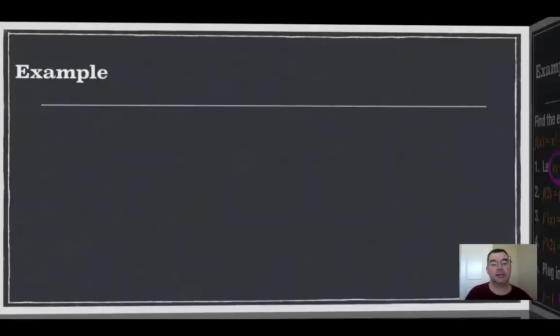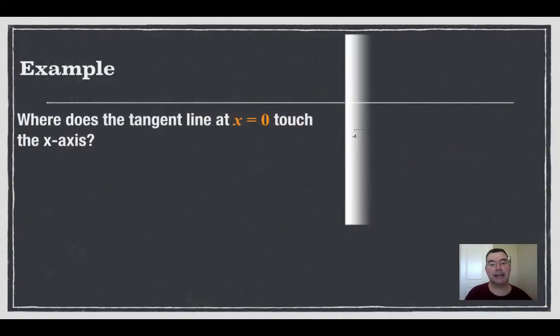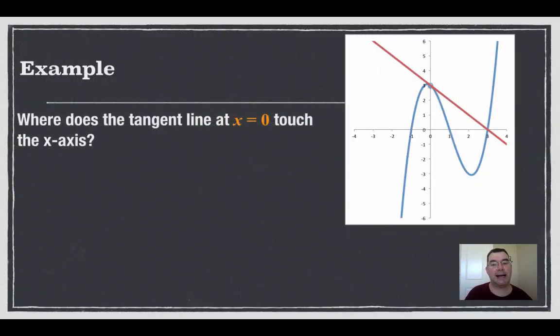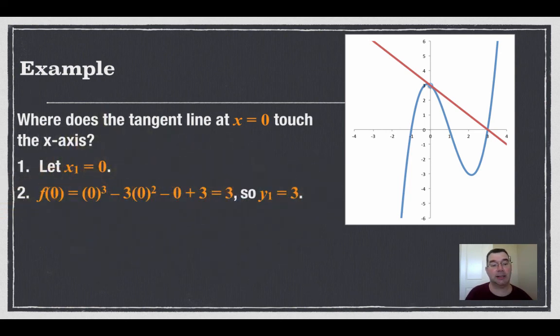All right, so let's do another example. Slightly trickier. Where does the tangent line at x equals 0, same function, touch the x-axis? We're now going to let x1 equal 0, that's the x I'm dealing with. If I plug that into the function, I get 3. So the y value of that point is 3. I can see that just by looking at the graph.